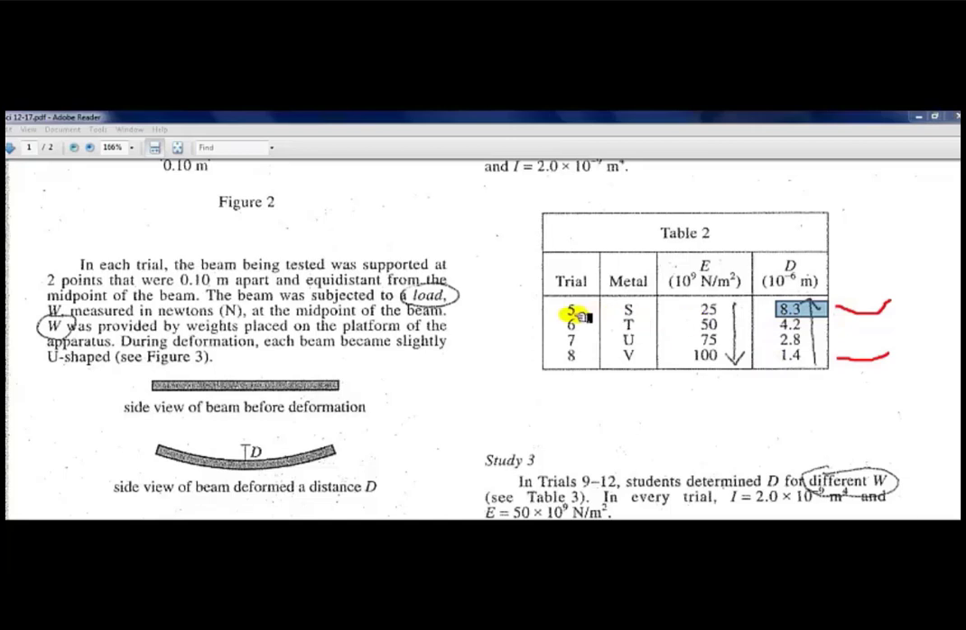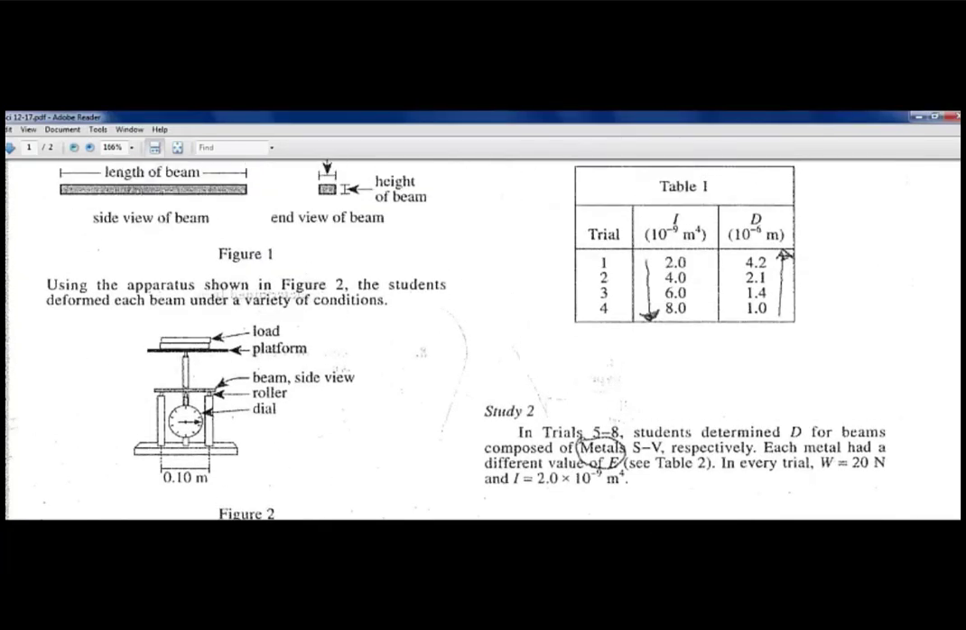Here, we're asked about trial 6, trial 8. You see there's a direct correlation between the distance it's deformed and the amount of work that we have. So right away, we are going to cross out the answer choice that contains 8. And now we need to compare trial 6 from study 2 with the trial from study 1. Compare the distance here.